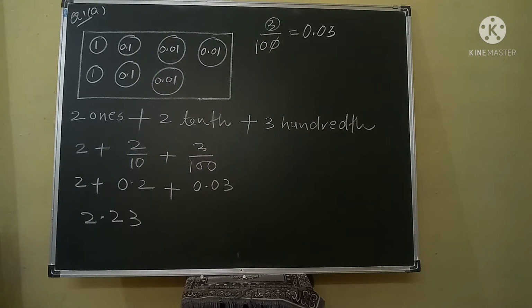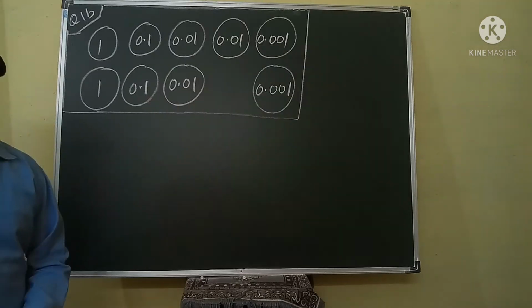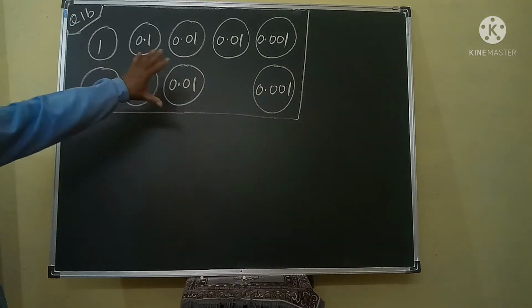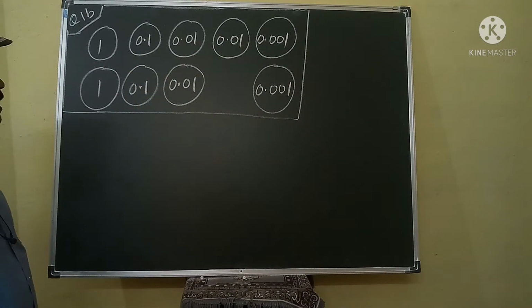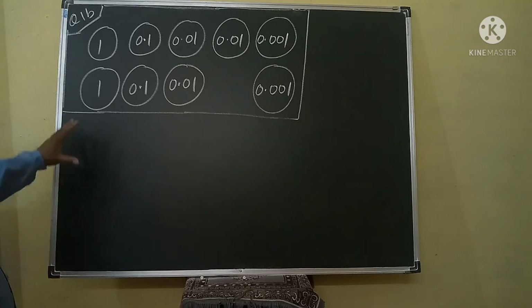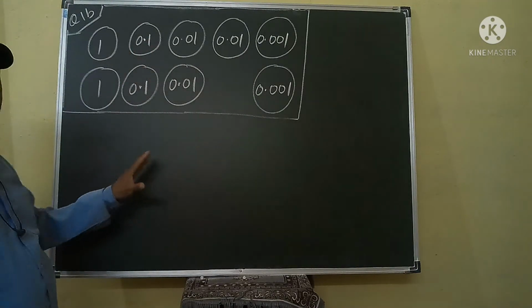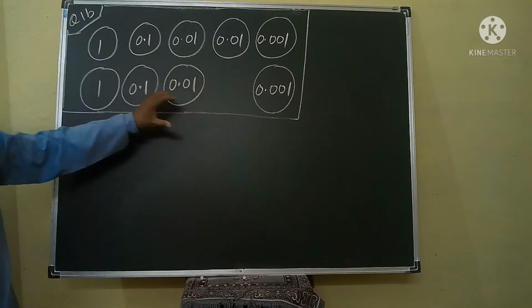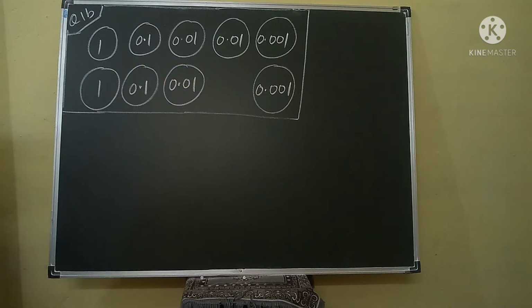2.23 is the required answer for the given question. My dear student, this is question number 1B. This is one number disk, and in this question we will find out the total value of this number disk.